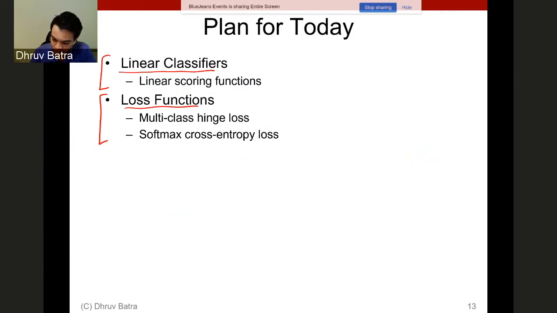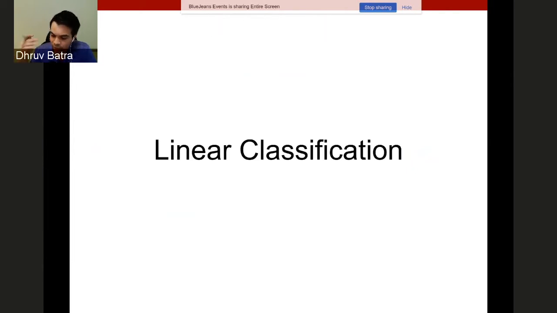All right, so let's dive in. So we're going to start with linear classification.